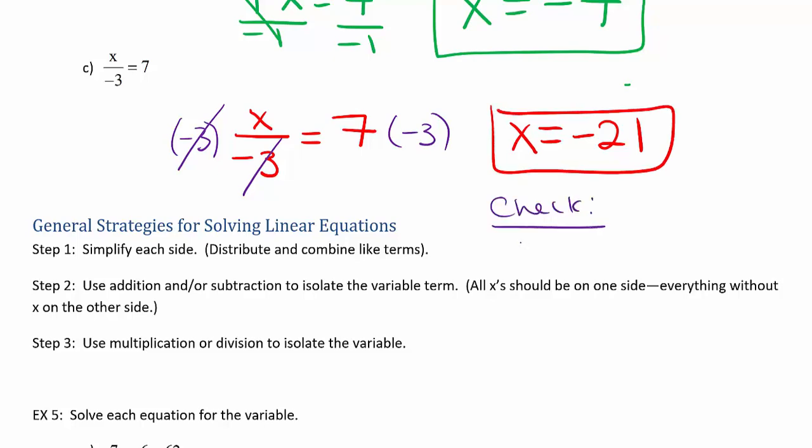Now, of course, you can always check your answer. If you take the negative 21 and you plug that into the original equation, negative 21 divided by negative 3, yes, that is equal to 7.